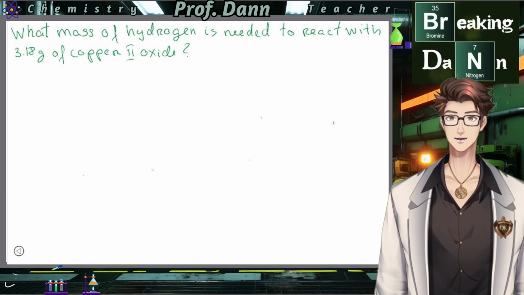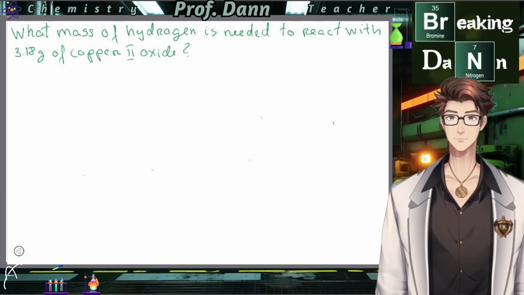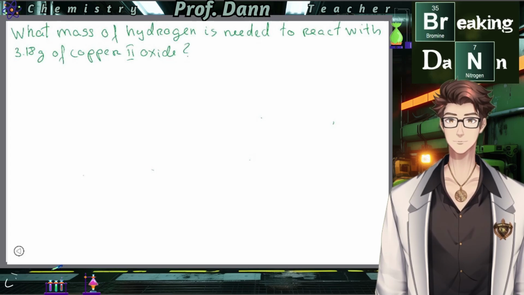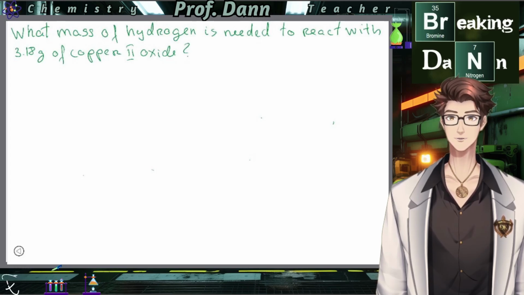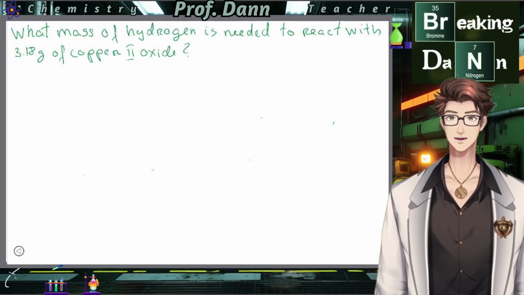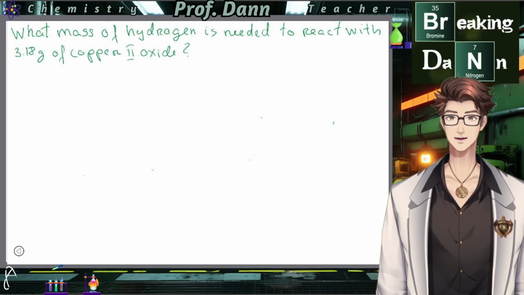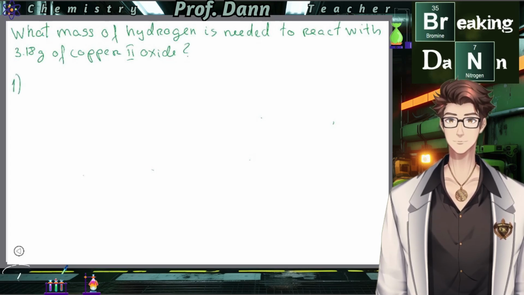I will try my best to give you the best explanation for this specific task. So let's read it out. What mass of hydrogen is needed to react with 3.18 grams of copper oxide? For this question, we can use my 4-step strategy, and today we are going to learn how to use it step by step. So step number 1.